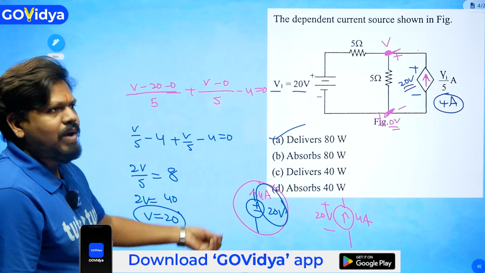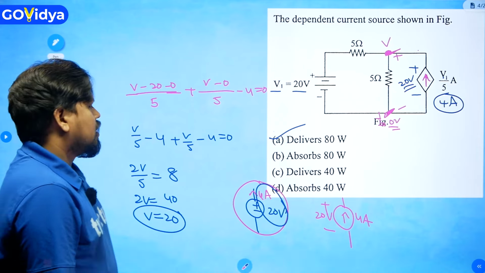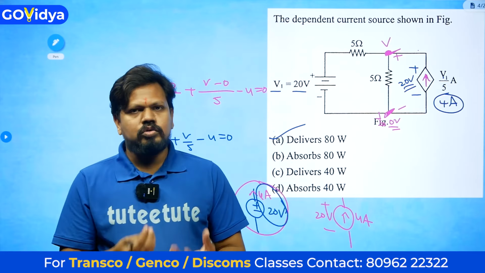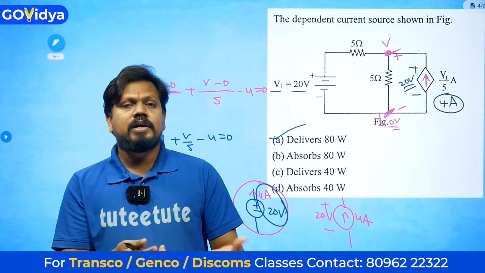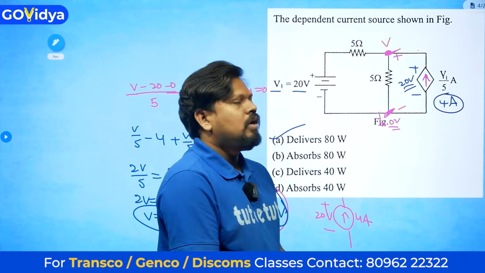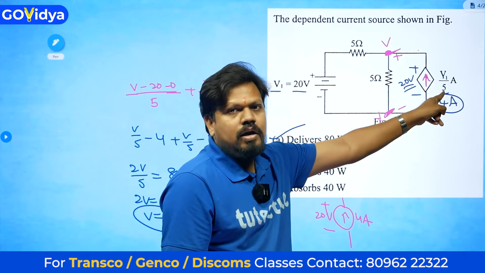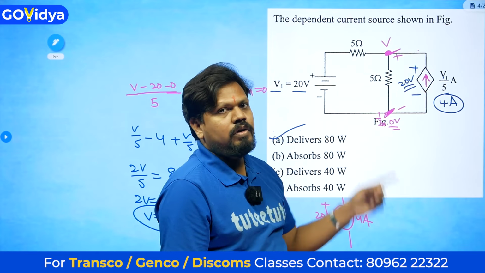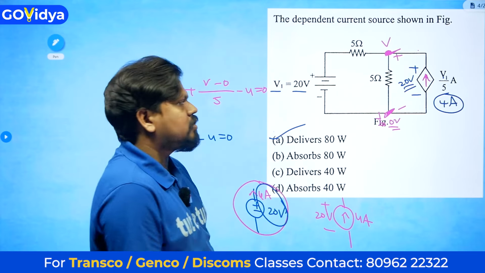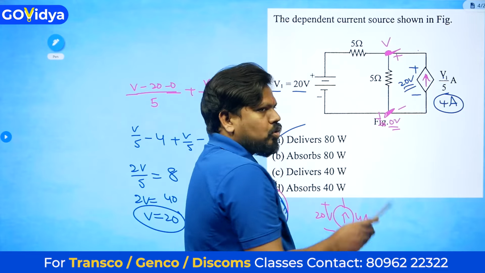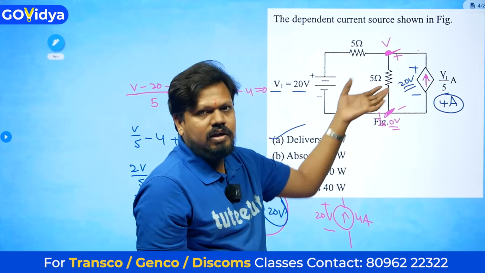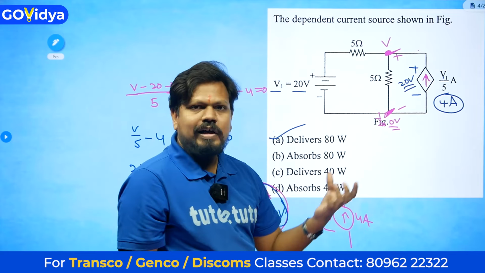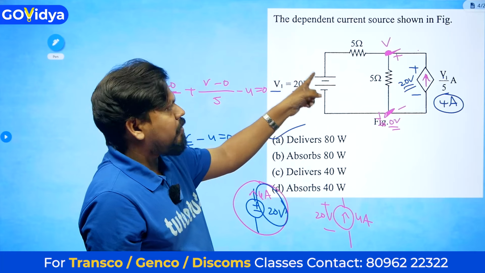So it is a source. It need not always give the current. Sometimes this voltage source will give power, sometimes it may take power, because that depends upon the other sources. This dependent current source is delivering power. No need to consider that if one is delivering, another is taking. Other elements are taking; definitely this 5 ohms will absorb the power. We can calculate how much power.